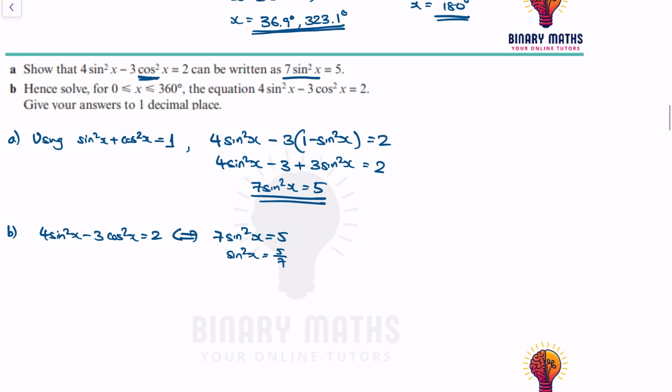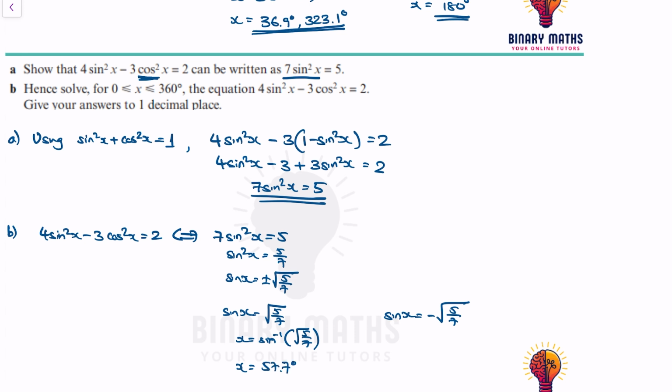Which means sine x is equal to plus or minus root of 5 over 7. So there's two sets of solutions. Okay, so let's go. So either sine x is equal to root of 5 over 7, or sine x is equal to negative root of 5 over 7. So the first one, x will be inverse sine of root 5 over 7. And the value you get from your calculator to one decimal place is 57.7 degrees.